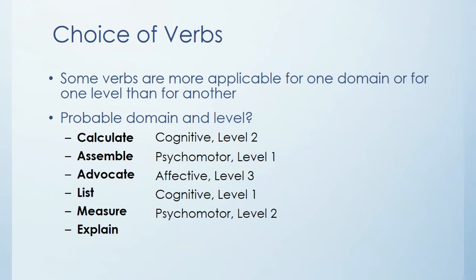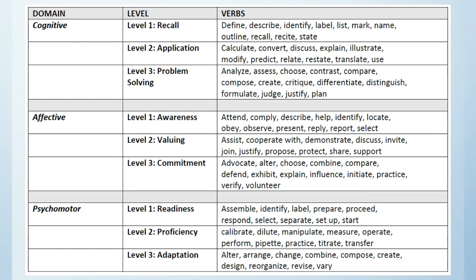And then explain, that can be cognitive level 2. Some of these verbs can also be used at different levels, so explain could also be at a level 3 as well, depending on what else is in the objective. So here I have a nice little table for you, showing some common verbs that are used at each domain and taxonomic level, so that when you're writing your objectives, you can just pick one of those or use it to help with your homework.